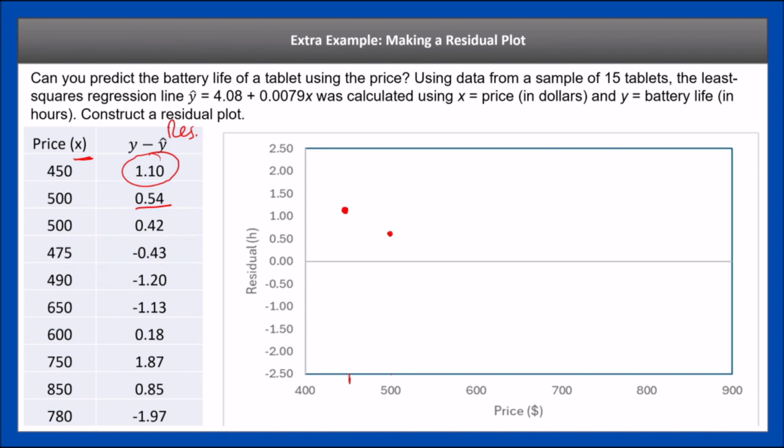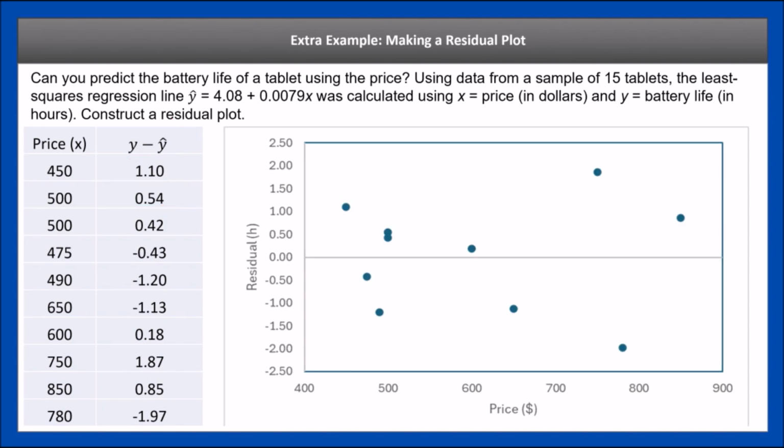And you're going to keep repeating this until you get all the residuals. So here you go. These are the residuals. These are all the points plotted. And so now you get an idea of the residual plot.